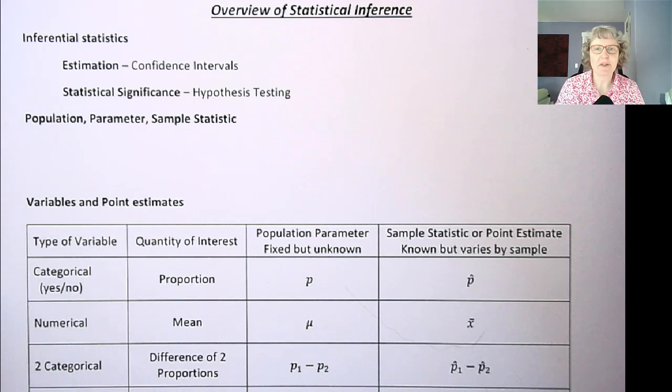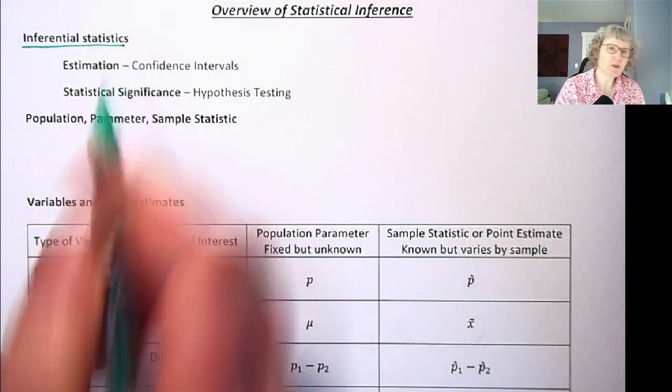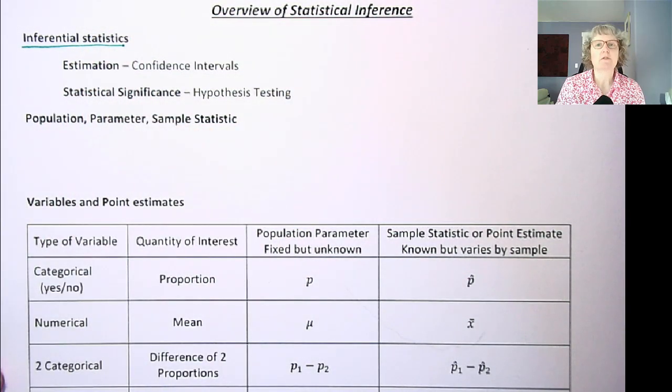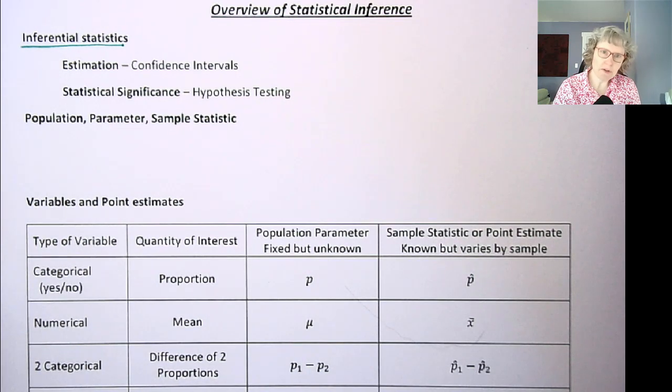Hi there. In this video, we're going to do an overview of statistical inference. So we've seen some of this before, but we're going to come back to it more formally now. Inferential statistics is inferring to the population, versus descriptive statistics, which we were just doing a bit ago, where we were describing a data set that we already had. Okay, so inferential statistics has two areas to it.